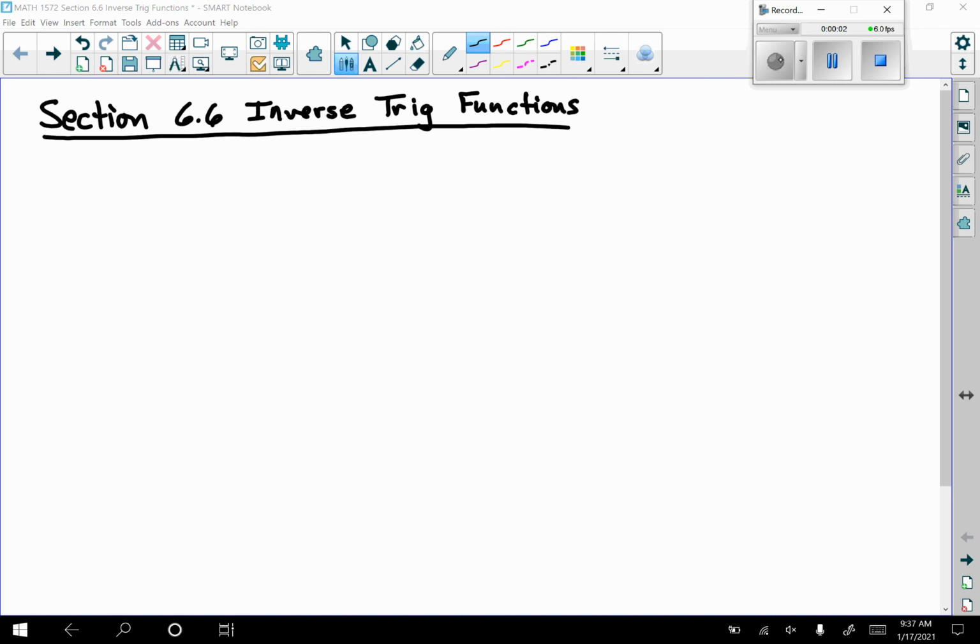Hello everyone, this is section 6.6, inverse trig functions. Let's start with the sine function. So the sine function is not one-to-one, but we may restrict its domain.